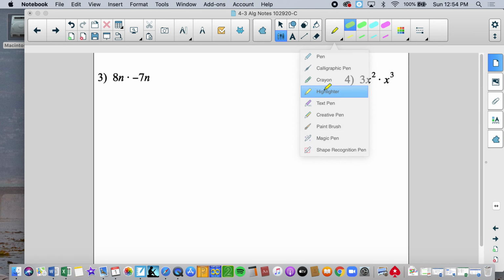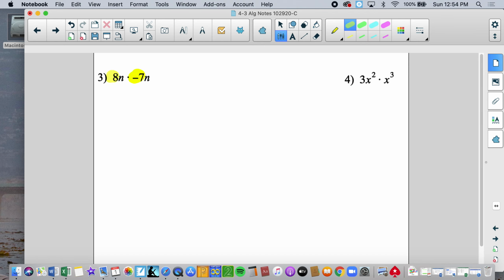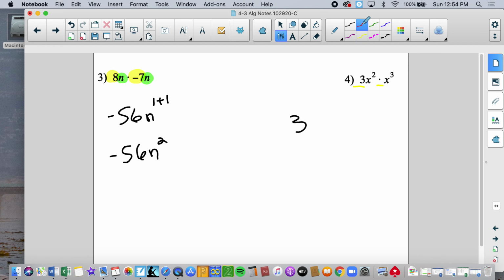Let's multiply coefficients, 8 and negative 7, and then we'll multiply the variables, n to the 1st times n to the 1st. So that gives me negative 56 n to the 1 plus 1, or negative 56 n squared. Coefficients, positive 3, positive 1, which makes 3. Variables, x to the 2nd, x to the 3rd, becomes x to the 2 plus 3, or 3x to the 5th.